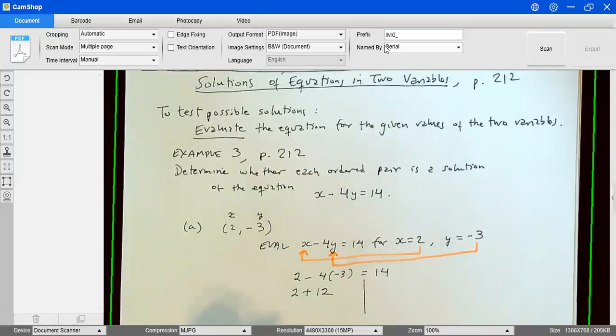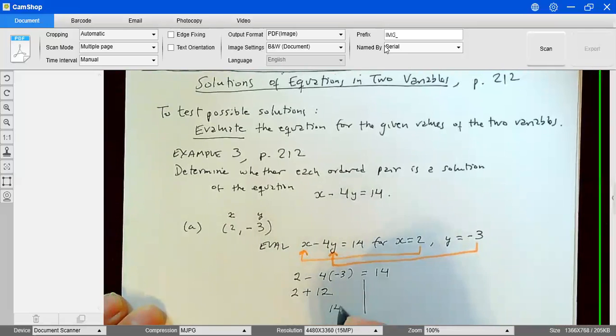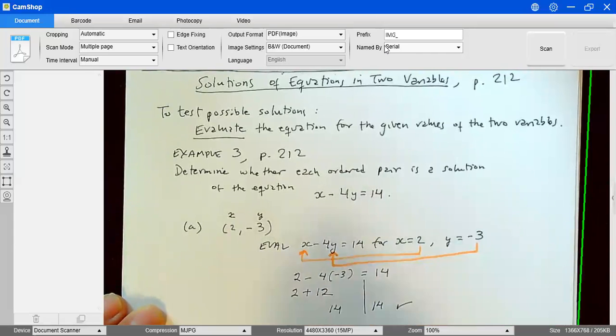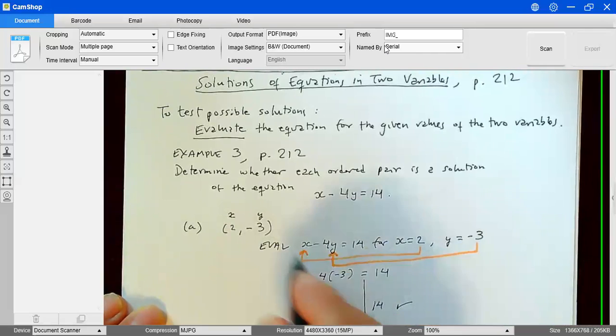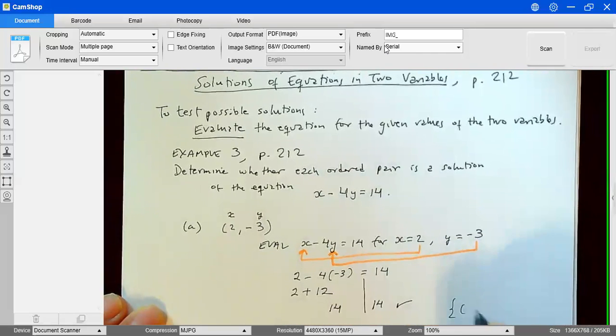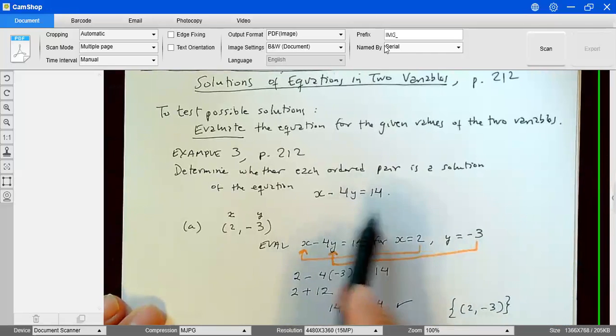So now you just need to complete the computations. So we have 2 plus 12 is going to be 14. Here we have 14. So yeah, this is true. So yeah, this is a solution of the equation. 2, negative 3 is the solution for this linear equation.